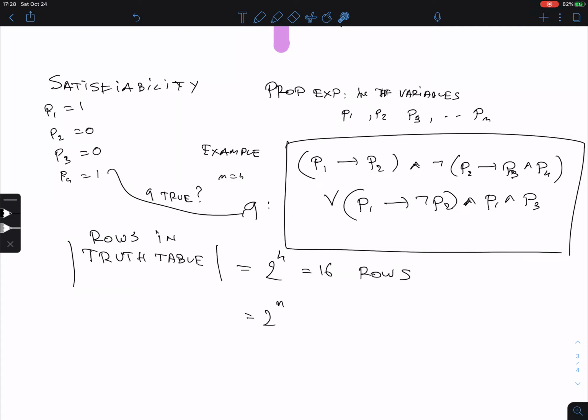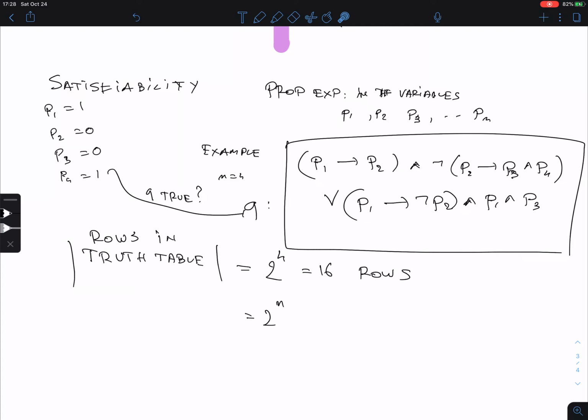Remember this from before? I don't want to do an example here. That's the satisfiability problem. So, given an expression, is there a possible assignment, and if so, please find it for us, such that the proposition becomes true? And this is something that we might need.